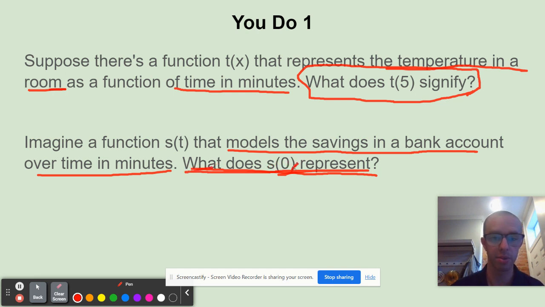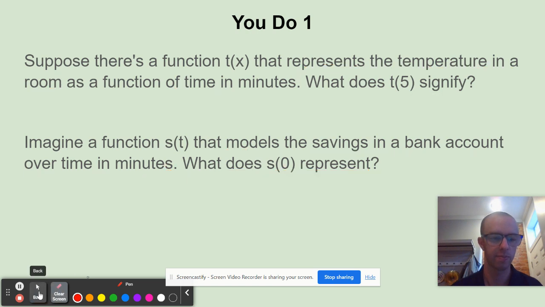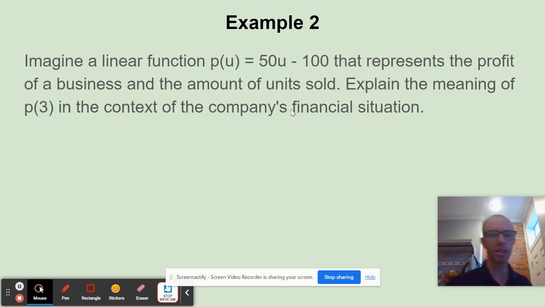That's what this would output, right? At the start, at the beginning. So the answer here should be something like the amount of money in the bank account at the beginning, the amount of money in the bank account at the start. All right. So now let's actually take this a step further and solve for the output, and then put that full input and output into context.